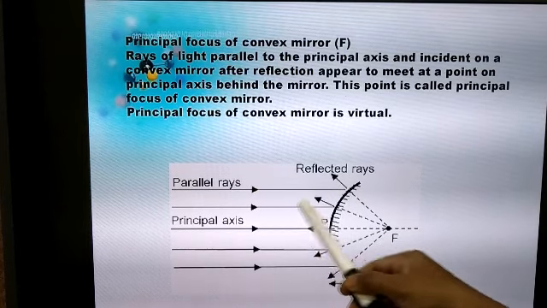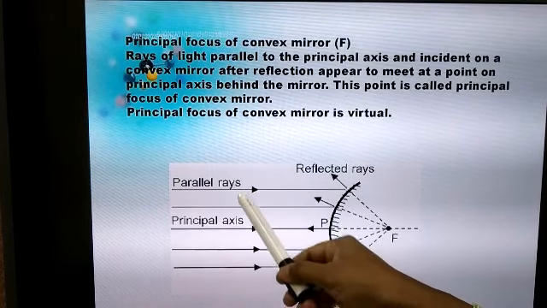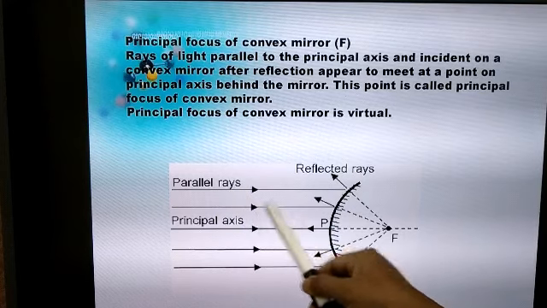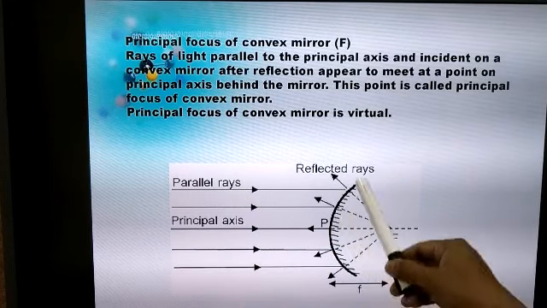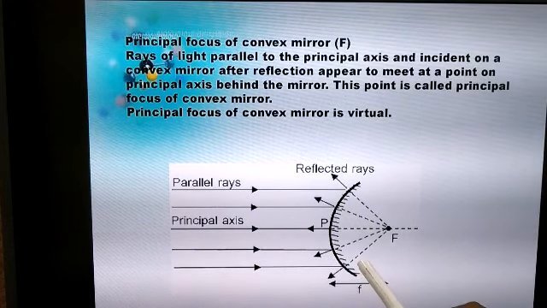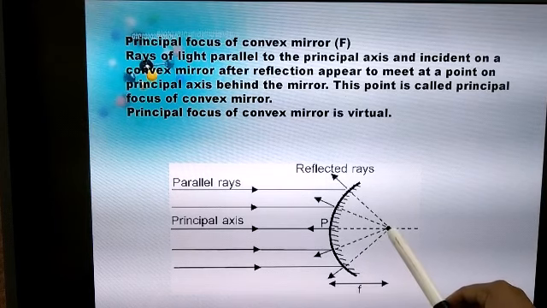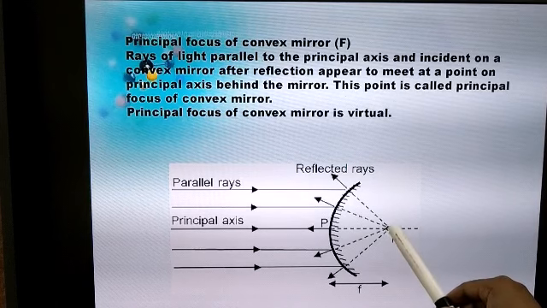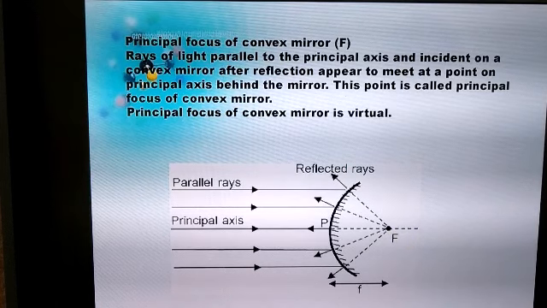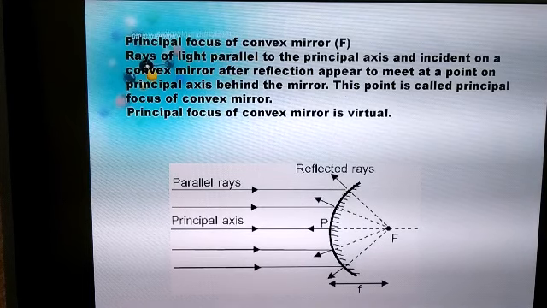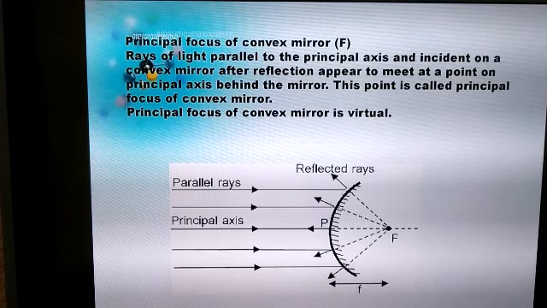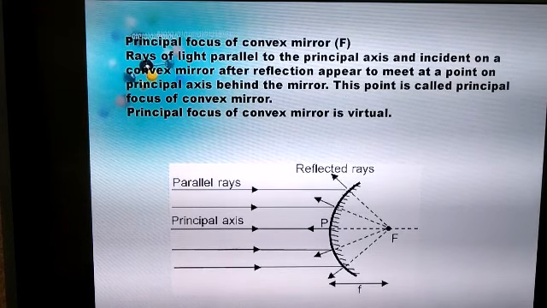Rays of light parallel to the principal axis. So this is your principal axis. Rays of light parallel to the principal axis and incident on a convex mirror, after reflection, appear to meet at a point on the principal axis behind the mirror. This point is called the principal focus of a convex mirror. Again, the principal focus of a convex mirror is denoted by capital letter F. So in general, principal focus is denoted by capital letter F.